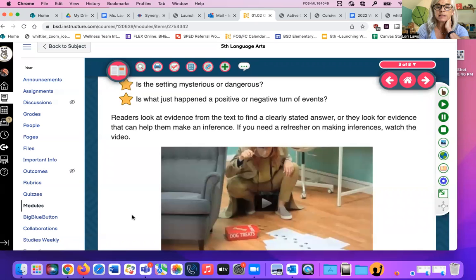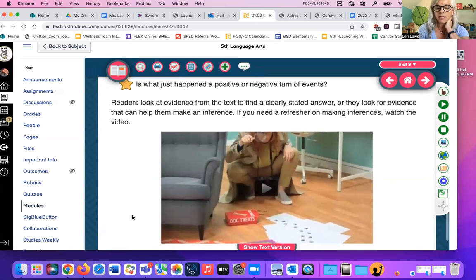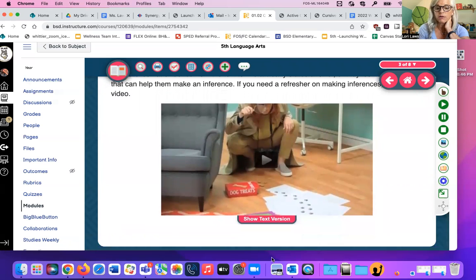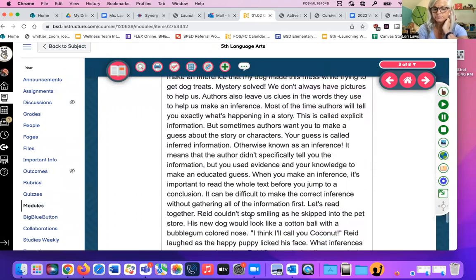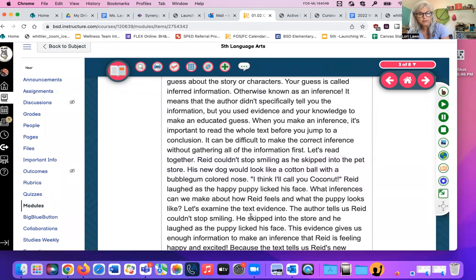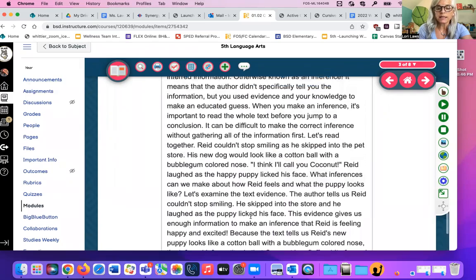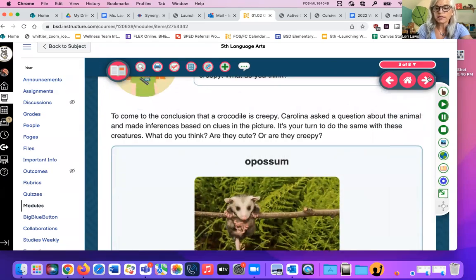Readers look at evidence from the text to find a clearly stated answer, or they look for evidence that can help them make an inference. If you need a refresher on making inferences, watch this video. You can watch the video, or you can see the text version and read the video. Okay, to keep this video a little bit shorter, I would like you to go back and read or watch the video later. But right now I'm going to move on to the next page.